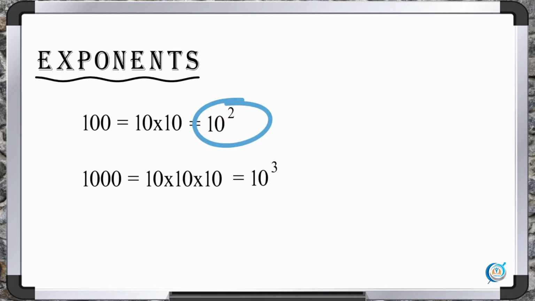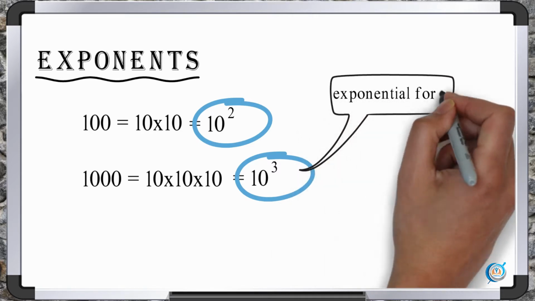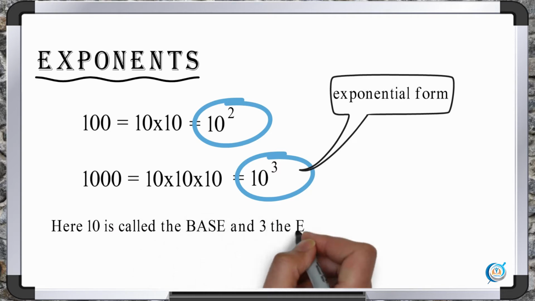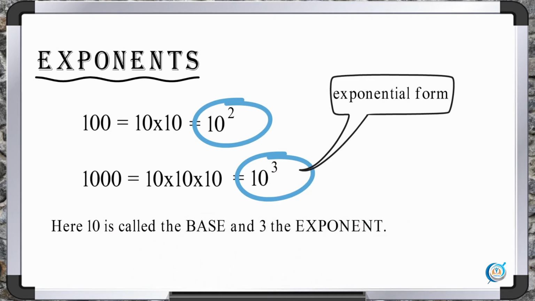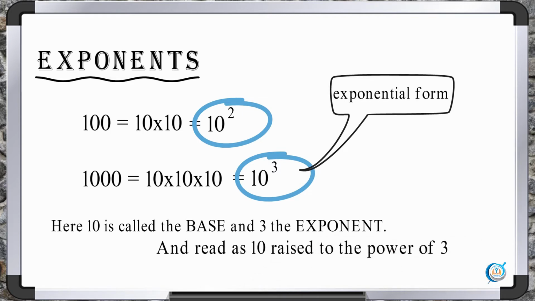Both these forms, 10 raised to 2 and 10 raised to 3, are called exponential form. Here 10 is called the base and 3 is called the exponent or power. It is read as 10 raised to the power 3.